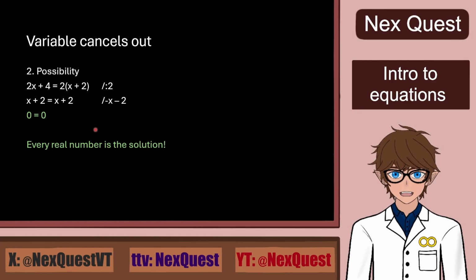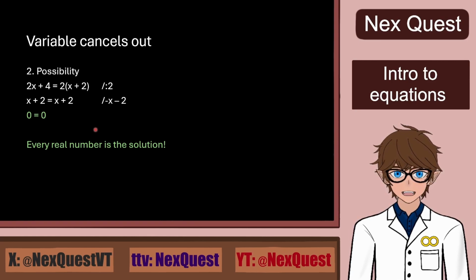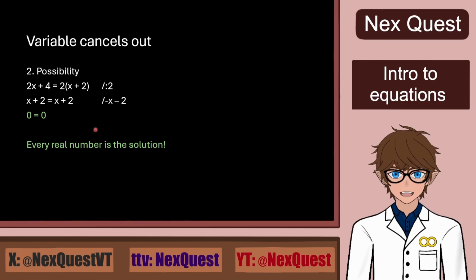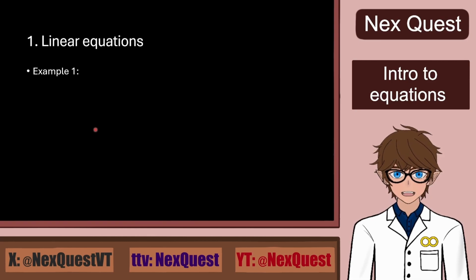So far we're focusing on real numbers. We could also put in complex numbers, but let's stick with the real numbers for now. We haven't learned complex numbers just yet. Now let's go to the examples.